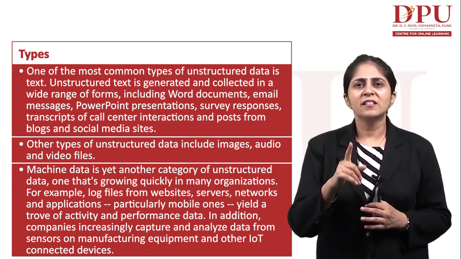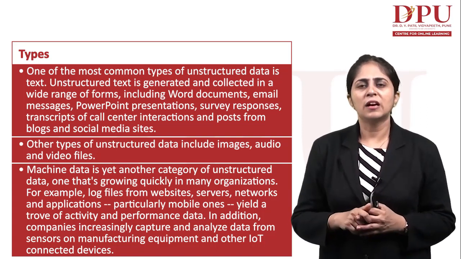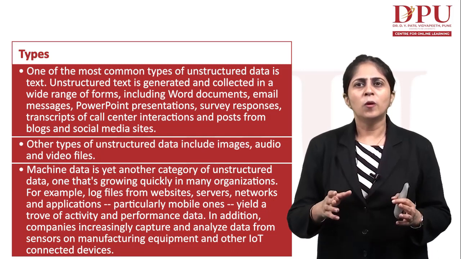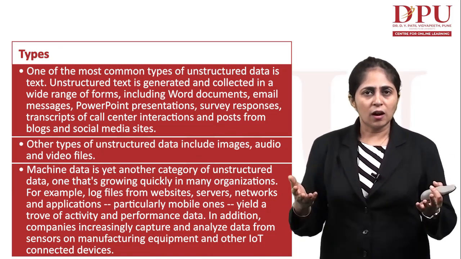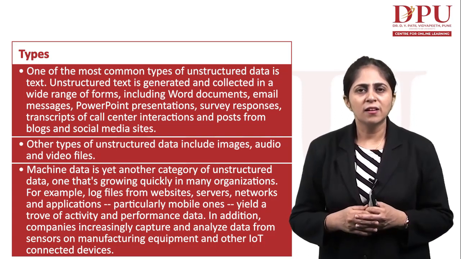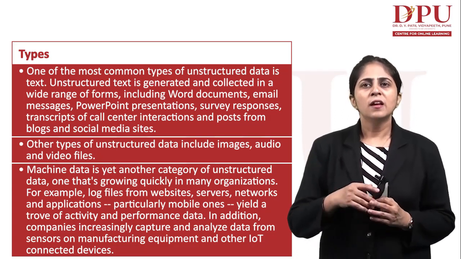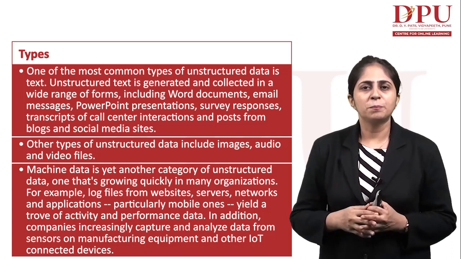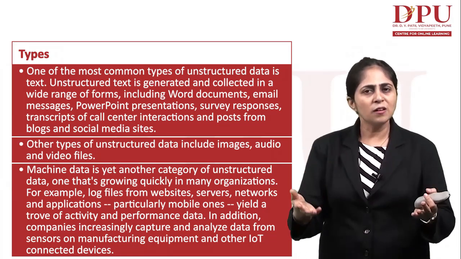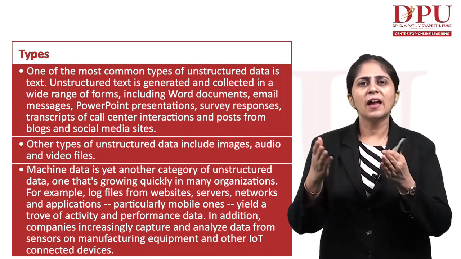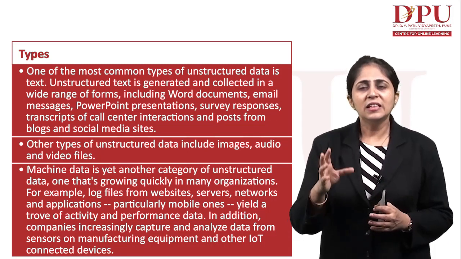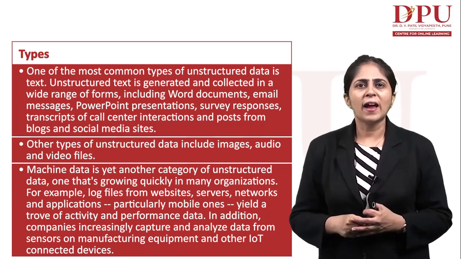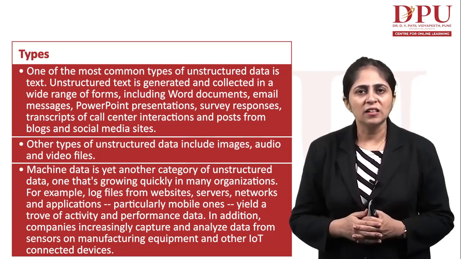Now the next one is machine data. Machine data is yet another category of unstructured data, one that's growing quickly in many organizations. How is this machine data getting generated? For example, the log files from websites, servers, networks, and applications, particularly mobile ones. They yield a trove of activity and performance data.